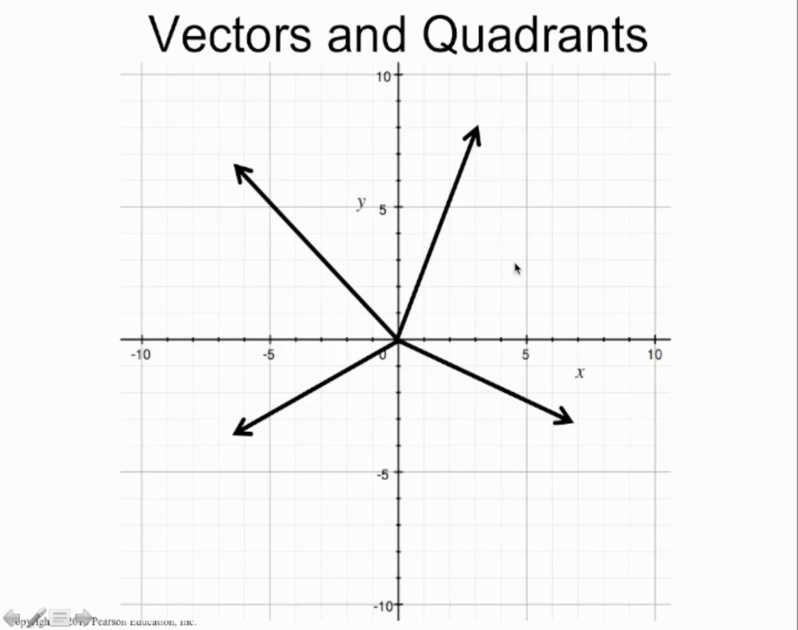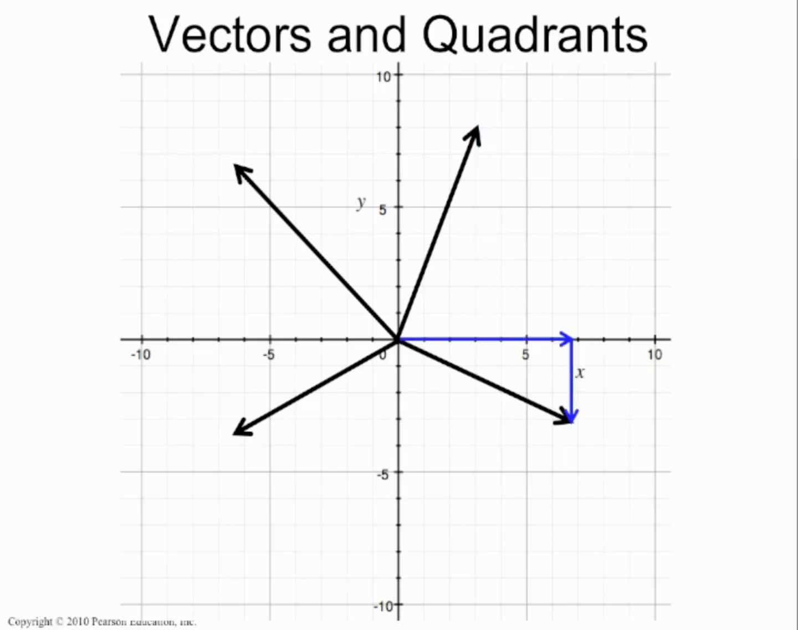Okay, so let's look at this vector. Notice how with this vector in quadrant 1, you can see that the horizontal component is positive, goes right, so that's positive, and the vertical component is also positive.